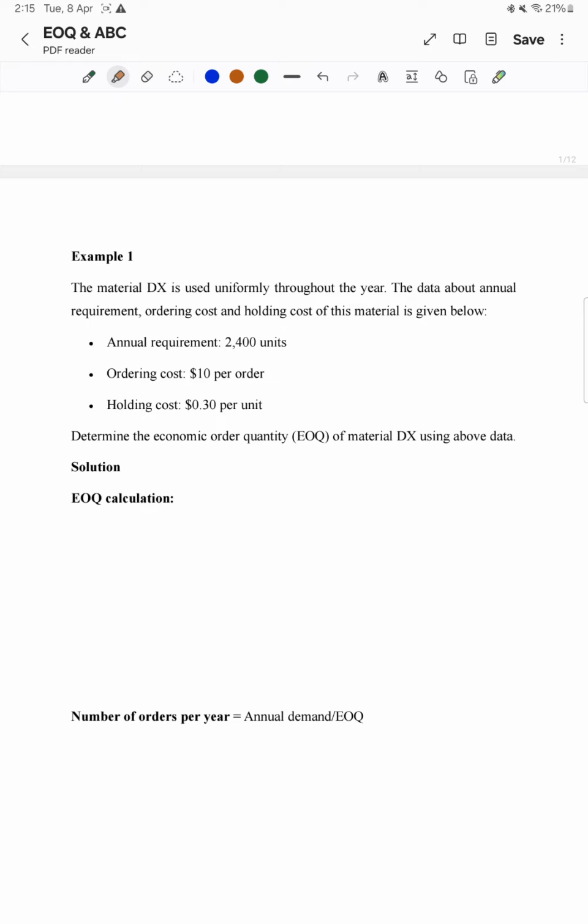So here is an example. Let's say a company DX uses the raw material uniformly for the entire year, and the data about annual requirement, ordering cost, and holding cost of the material is given below. The annual requirement is 2400 units. This is nothing but D. Ordering cost is 10 rupees per order. This is represented by ordering cost CO, and this is called total demand D, and holding cost is represented by CH.